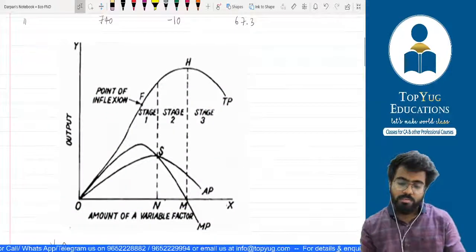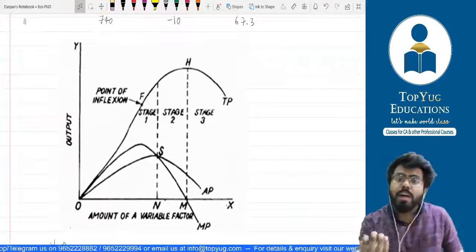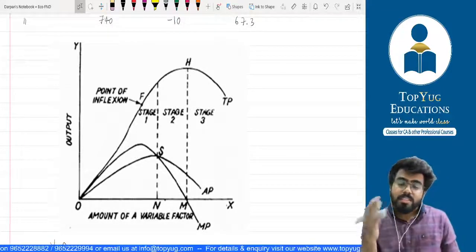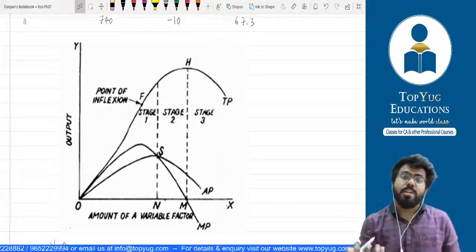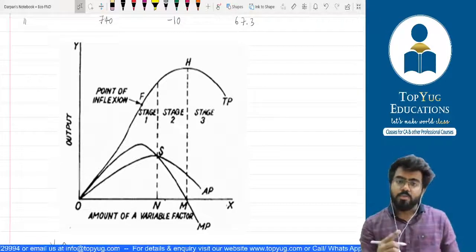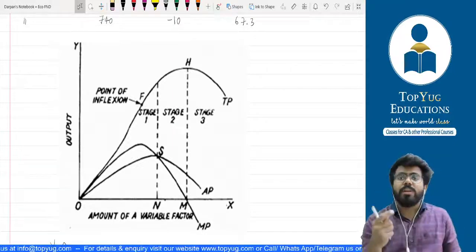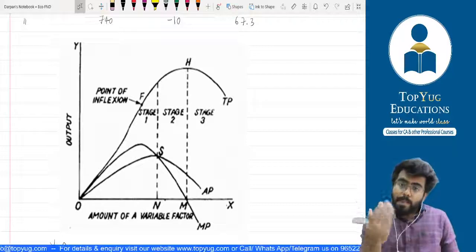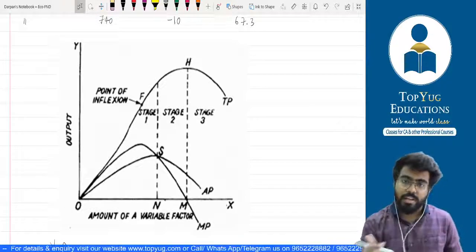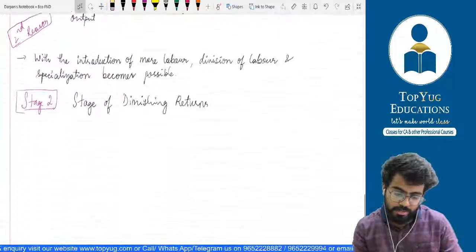So if you see the graph also, it says the same thing: in stage 2, TP is increasing at a decreasing rate. Why? Because MP is decreasing, AP is decreasing, and that is why it is called the stage of diminishing returns, right? Both AP and MP are diminishing. In stage 1, AP was rising, MP was also rising. After some point, it started to decrease. But in stage 2, MP is falling, AP is falling, TP is increasing but at a decreasing rate. Okay? So write down stage 2, stage of diminishing returns.